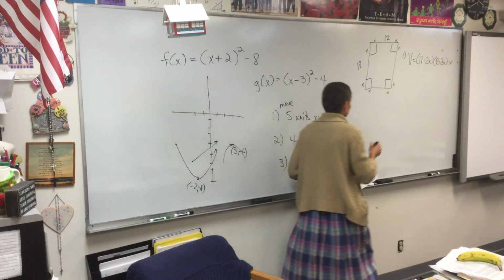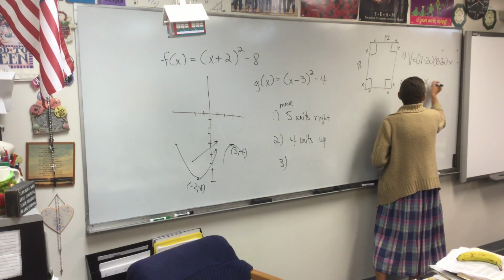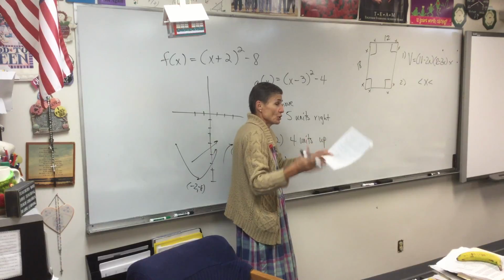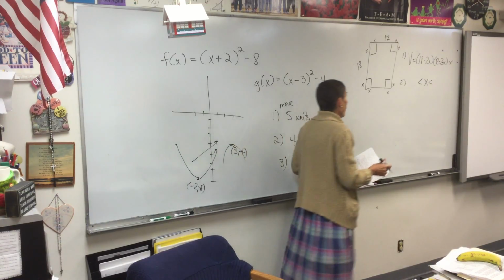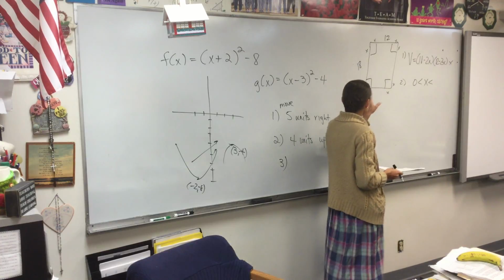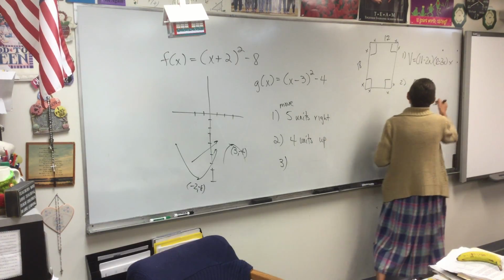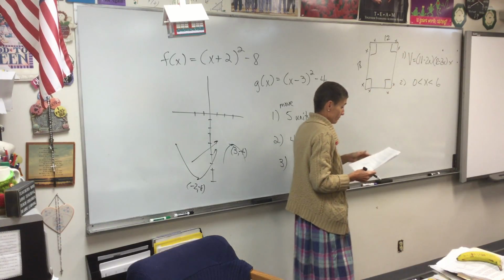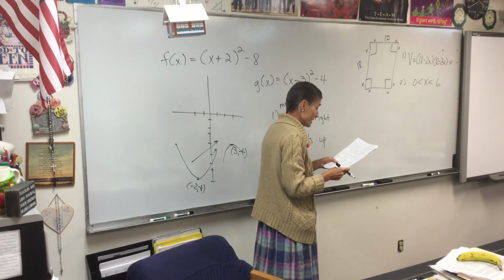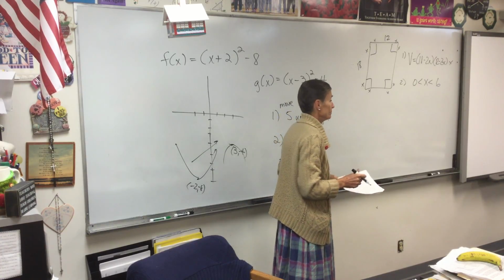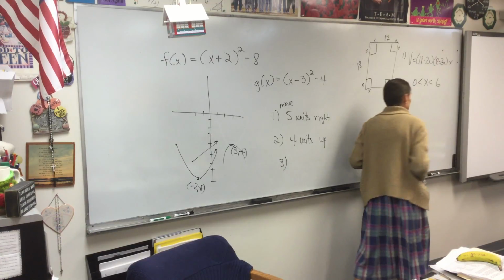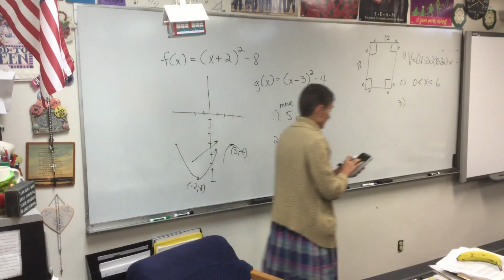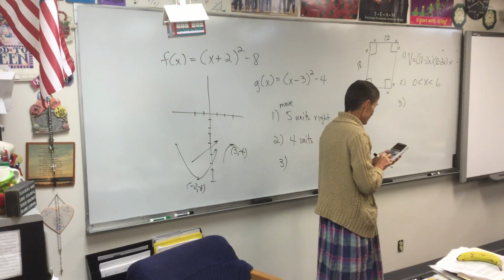Now, what is the domain? That means, what can x be? What are the limitations on x? Always 0, right? You can't ever be negative. And then 6, because your smallest dimension is 12. What is the maximum volume? All right, so now we go to our calculators. We're going to type in our equation.